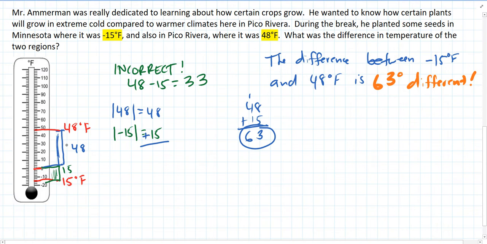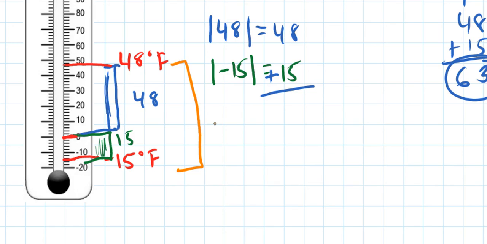Again, from here to here is 48, from here to here is 15. Okay, which tells us that now the difference, or how far apart 48 and negative 15 are, there's a 63 degree difference.